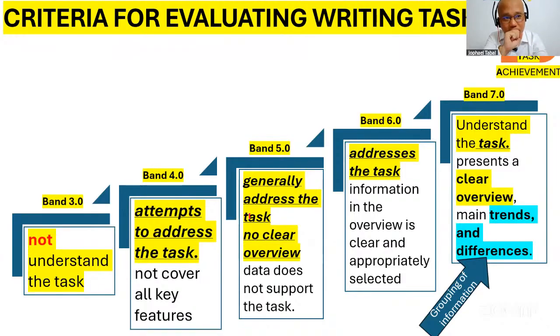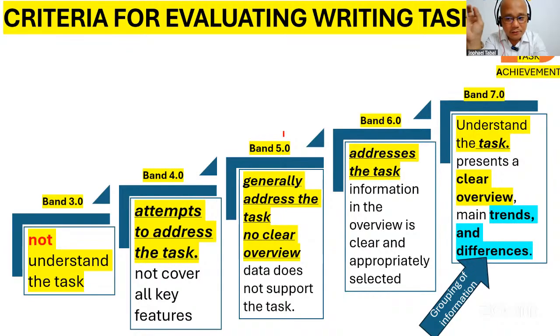For a clear overview here, describing main trends and differences. For a data essay, a clear overview means one must identify the main trends and differences, or the main trends, which is the group that shows the same pattern. And the warning here is the candidate must not group the information from top to bottom or left to right. Okay, that's clear.